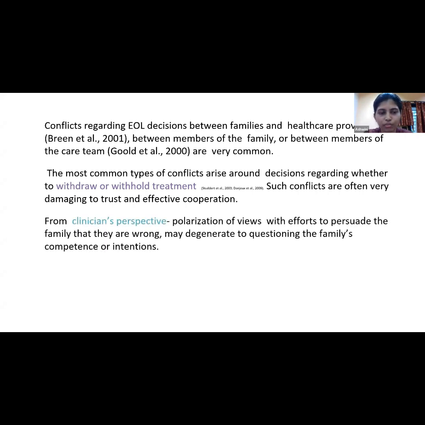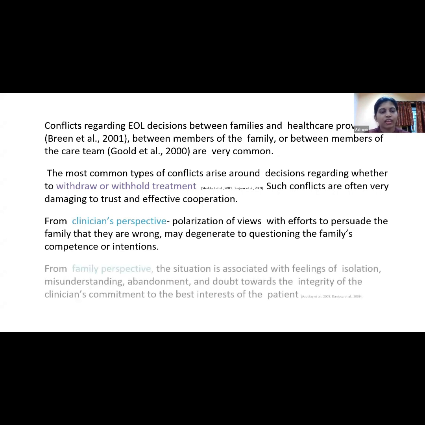From the clinicians' perspective, it is a polarization of views, with efforts to persuade the family that they are wrong, which may degenerate to questioning the family's competence or intentions. From the family's perspective, the situation is associated with feelings of isolation, misunderstanding, abandonment, and doubt towards the integrity of the clinician's commitment to the best interest of the patient.